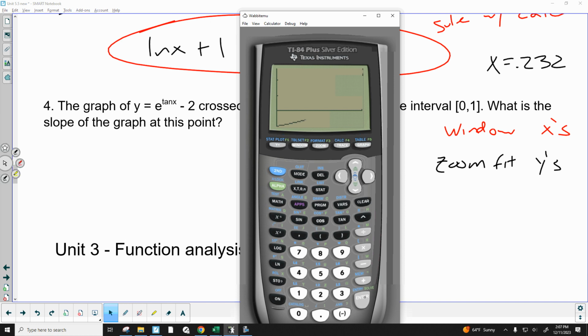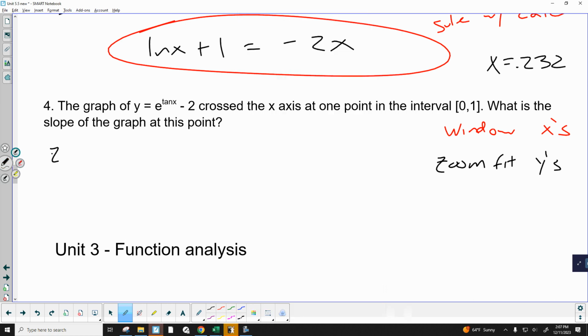Now we get this nice graph that crosses the x-axis at one location. Where we cross the x-axis is our 0. We need to find this location here. So the next thing we need to learn is finding a 0. There are two ways to find a 0. You could do second calc 0. So everybody find the 0 location.